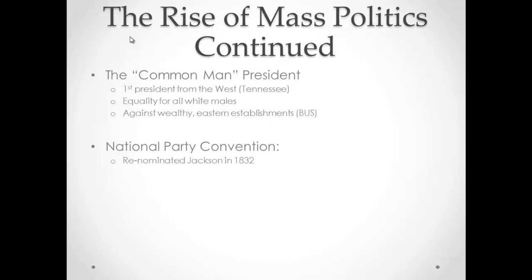The National Party Convention happens in 1832, and they renominated Andrew Jackson for the presidency. This is a way to nominate presidents that we still see today. This replaced the Congressional Caucus, and it's just a way to have more people be involved in party politics. So again, more power for people.